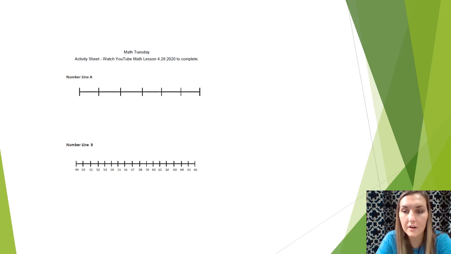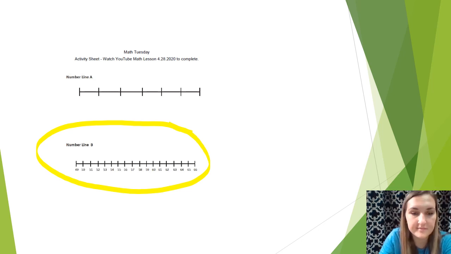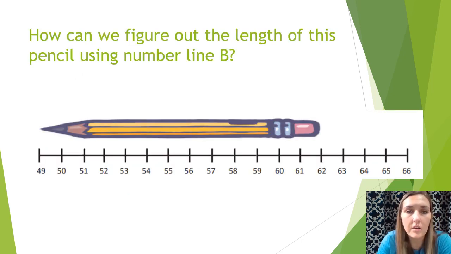All right, that is it for our more or less question and solving on a blank number line. Now we're going to finally use number line B on page 21. How can we figure out the length of this pencil using number line B? Take a look at where you think the endpoints are. I want you to draw a dot on the endpoints for this pencil, so where it starts and ends. Where does the pencil start and end?